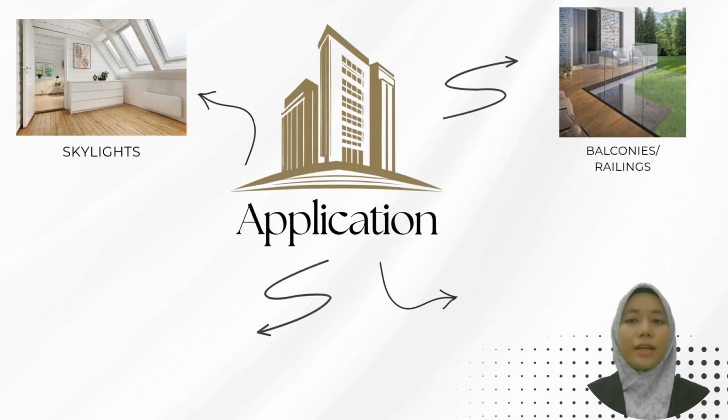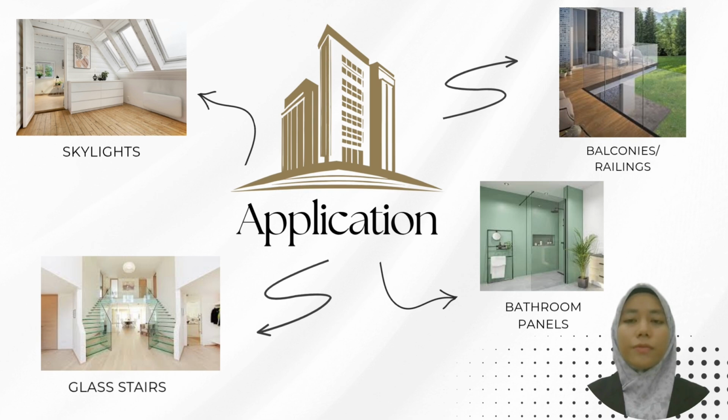Next, we have skylights. Glass panels on the roof that let sunlight enter from above. Skylights reduce the need for light during the day. And next, we have balconies and railings. Glass is used for balcony railings to keep it safe while still allowing a clear view. Next, we have bathroom panels. Glass panels are used in showers to keep water inside and give a clean look. And the last one, we have glass stairs. Glass stairs are modern and beautiful. They are made with strong glass and used in luxury homes or buildings.